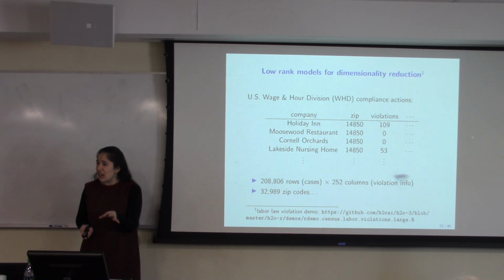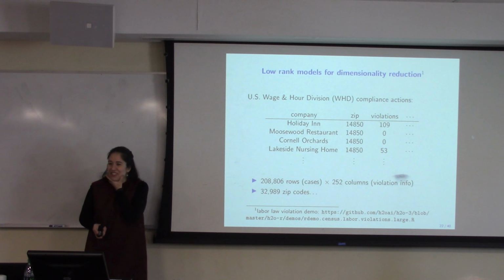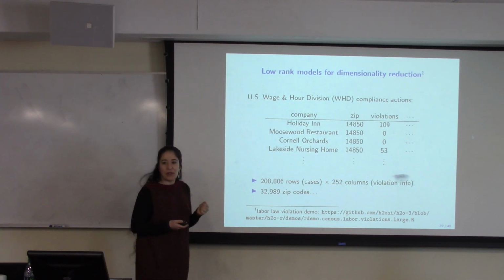Latitude, longitude is clearly not the right thing if I'm fitting a linear model. The labor code violations should not be linear in latitude or longitude. So what do I do with zip code?